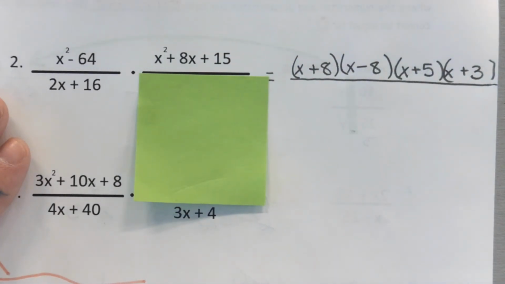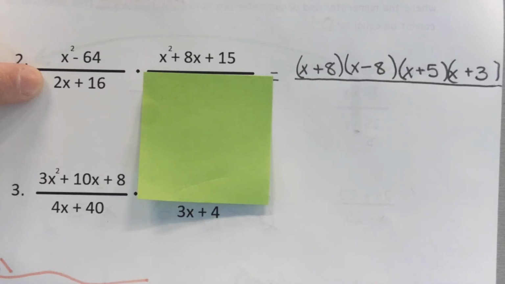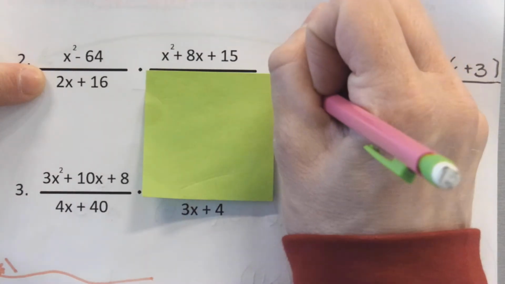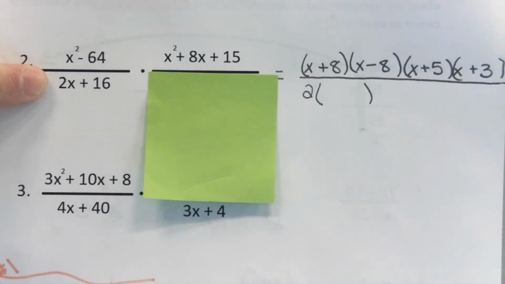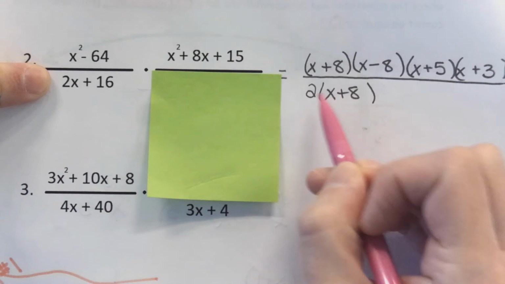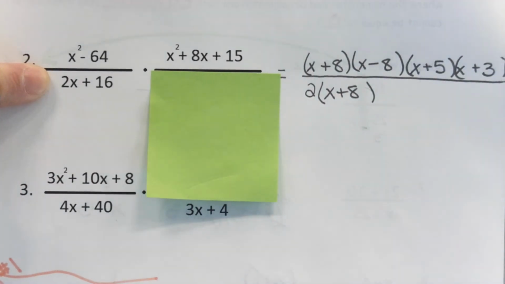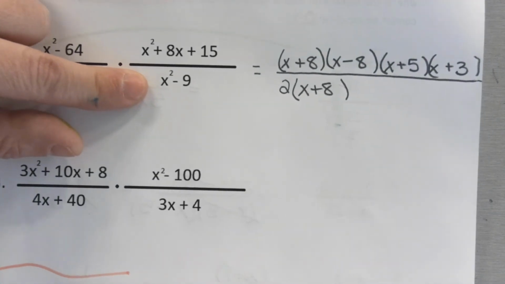So again, look at your list. I always look for a common monomial first. Is there something in common? 2. Let's take out a 2. What'll be left once I pull out that 2? X plus 8. Because again, if I distribute, 2x plus 16. Okay, dealt with that first one. What is this one?